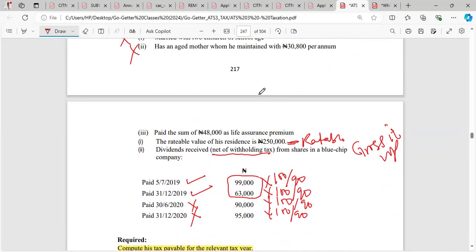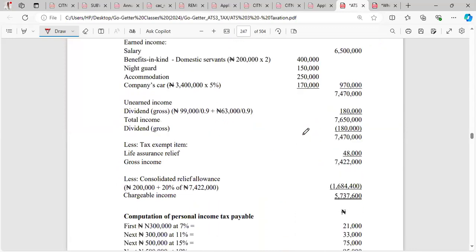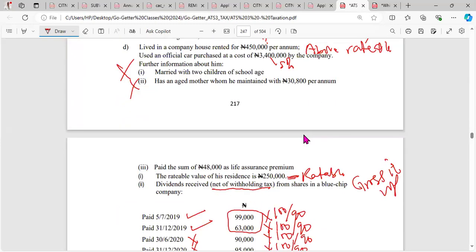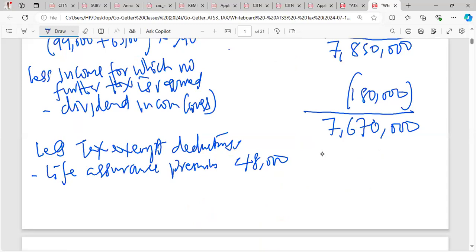Then we are not told, okay, the rateable value of his accommodation is 250. Yes, we've deducted it. Now, we were not told anything about National Housing Fund, or about his pension. It's assumed here that it was not, we don't need that. Okay, so 48,000. Let's bring it down here, 48,000, and remove it.